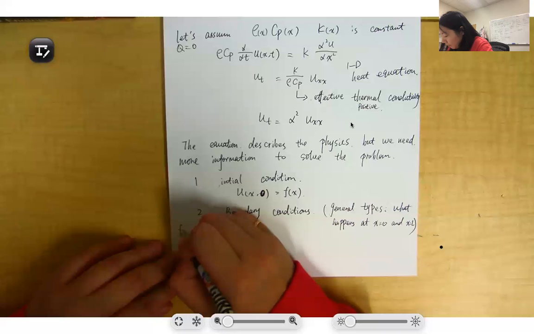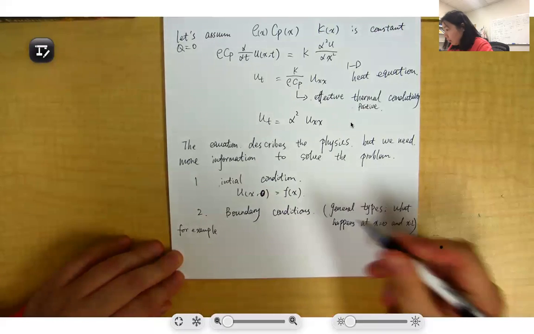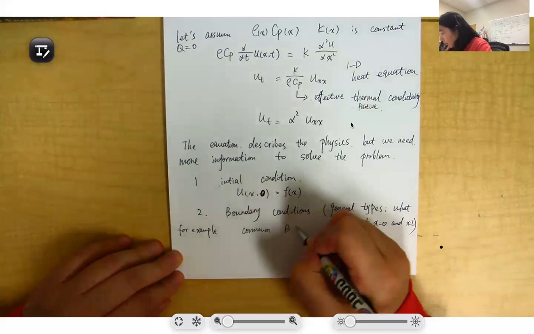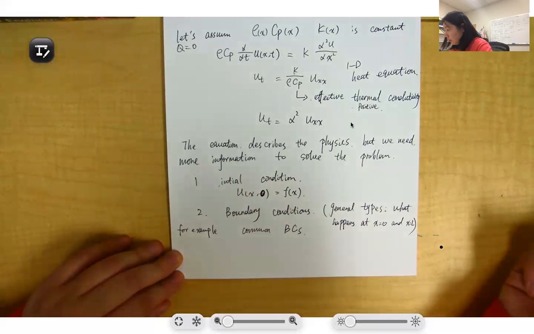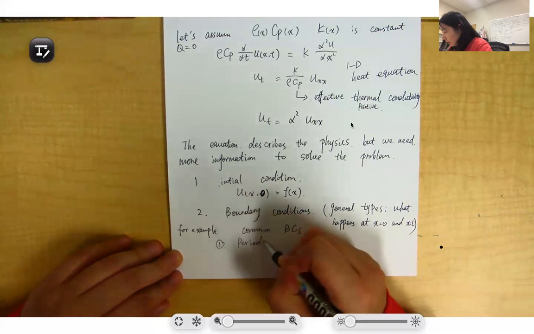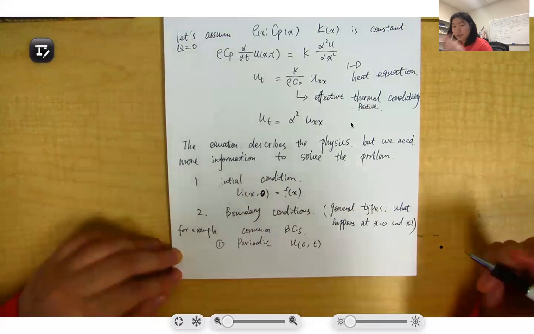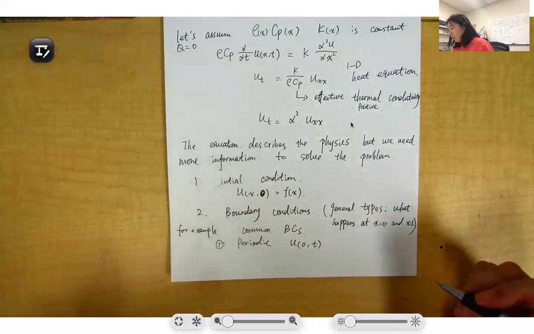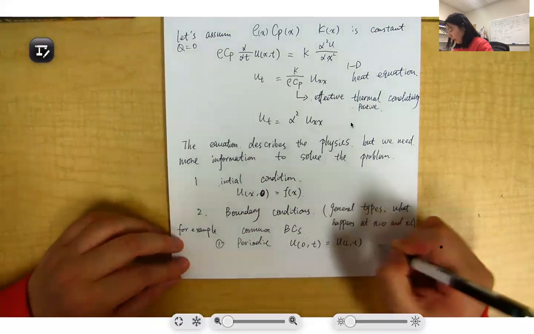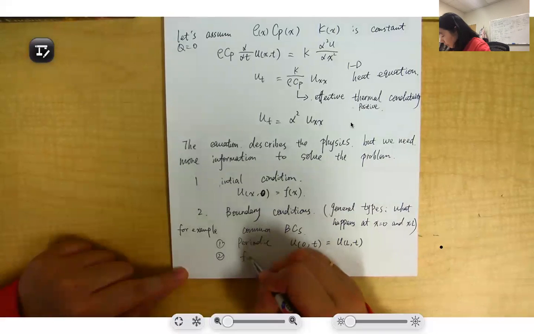For example, some common boundary conditions look like the first, periodic. So we have u(0,t), the temperature at the initial tip at all times, equals u(L,t) at all times. Then it can also be a fixed temperature.